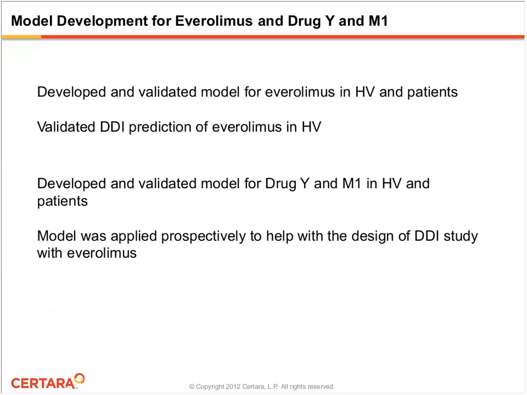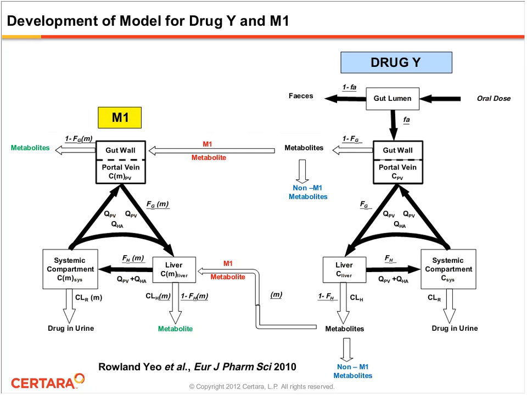But obviously, everything that I've talked about so far has been with respect to Everolimus. But now what we need to do is develop and validate the model for drug Y itself and M1 in healthy volunteers and patients. And then we applied the model prospectively to help with the design of the DDI study with Everolimus. I can't share any of the details with drug Y, but what I can do is show you that I used a lumped minimal model to reflect the disposition of the drug and the metabolite itself.